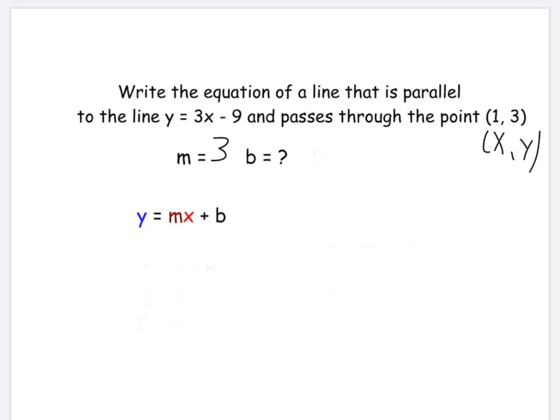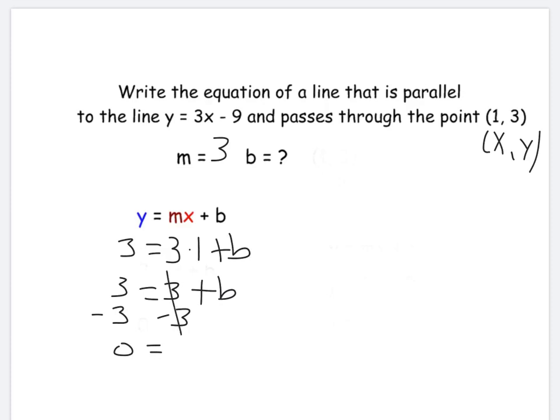So just like we did previously, I can solve for b by substituting into my equation. So y is 3, m is 3, x is 1, and then I don't know what b is. So I have y or 3 equals 3 times 1, which is 3, plus b. To solve for b, I have to subtract 3 from both sides. 3 minus 3 is 0. 3 minus 3 is 0 again, so they cancel out, and I'm left with b. So b is equal to 0. So my equation is y equals 3x plus 0. And if this part is plus 0, do we really need it? No. So we can simplify it further by writing y equals 3x.